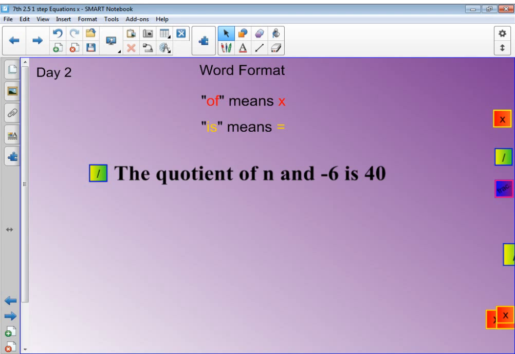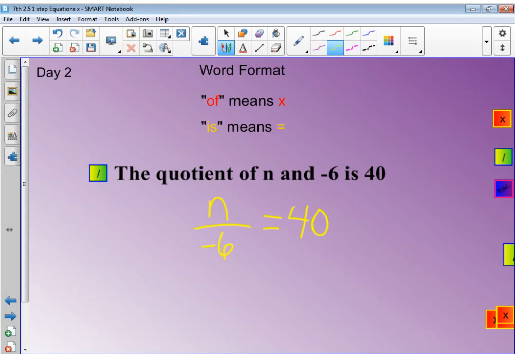Another word that they might use for division is quotient. The quotient of n and negative 6 is 40. So quotient means answer to a division problem. So here we're just going to go in the order that it's stated. So n divided by negative 6 equals 40. Okay, so right now it says it's dividing by negative 6, so we're going to say times negative 6. So that cancels out. 40 times 6 is going to give me 240. So it'll be a negative 240.